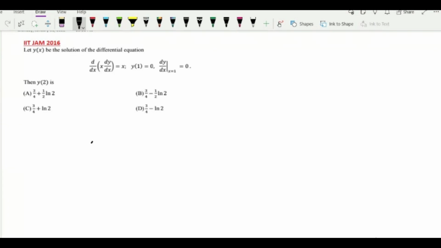Let y(x) be the solution of the differential equation d/dx of (x into dy by dx) is equal to x. Here y(1) is equal to 0 and dy by dx at x is equal to 1 is equal to 0. This means y dash 1 is equal to 0. Then you are to find y(2).